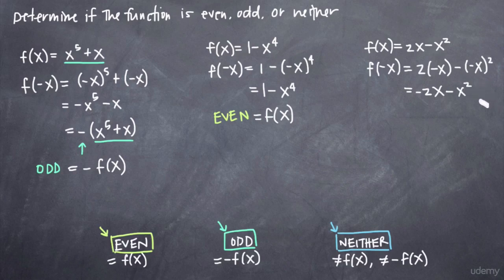As you can see, this isn't equal to f of x. They're exactly the same except for this negative sign out in front of the 2x here. But we didn't get f of x exactly, so we can't call it even. Even if we try to factor out a negative sign and we get negative times 2x plus x squared, we still don't have our original function here because our original function is 2x minus x squared, and we have 2x plus x squared, so we can't call this odd either, which means this is going to be neither.